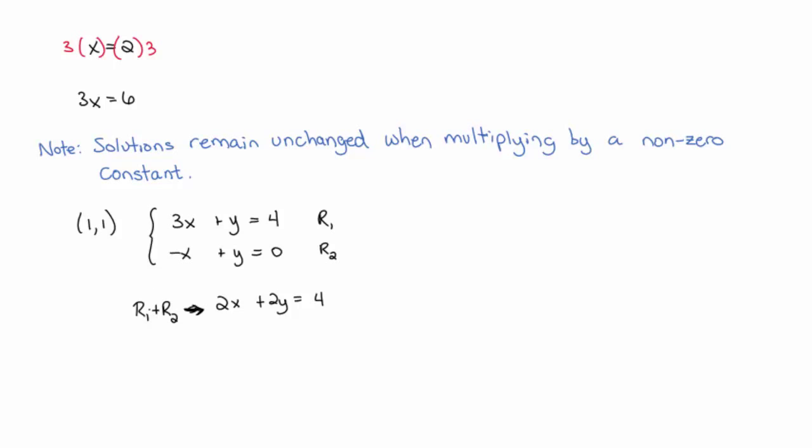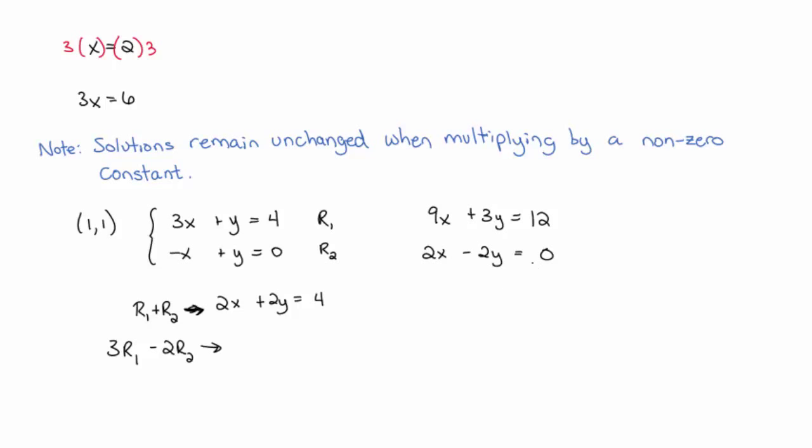So let's say I want to take 3 times row 1 and subtract 2 times row 2. Imagine I take 3 times row 1, so I'll have 9x plus 3y is equal to 12. That's 3 times row 1. And negative 2 times row 2 would give me 2x minus 2y is equal to 0. Again, if you plug in 1, 1 for x and y, you'll see they work out, right? 9 plus 3 is 12, and 2 minus 2 is 0.